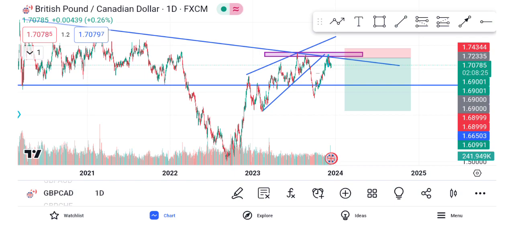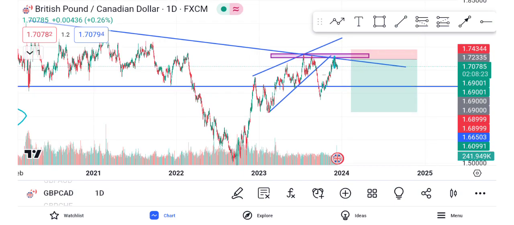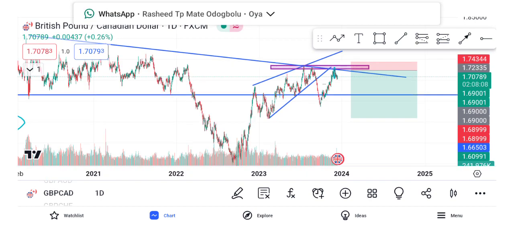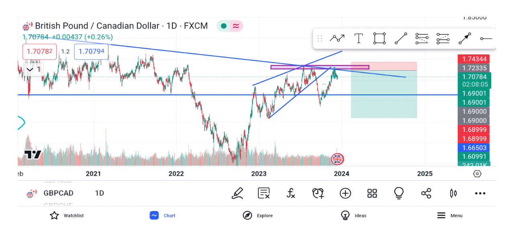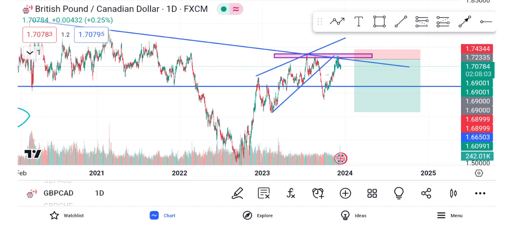Now what we need to do is switch to 4 hours to take our entry. We need to switch to 4 hours so that we are going to enter at the right time. So let's go to 4 hours now.